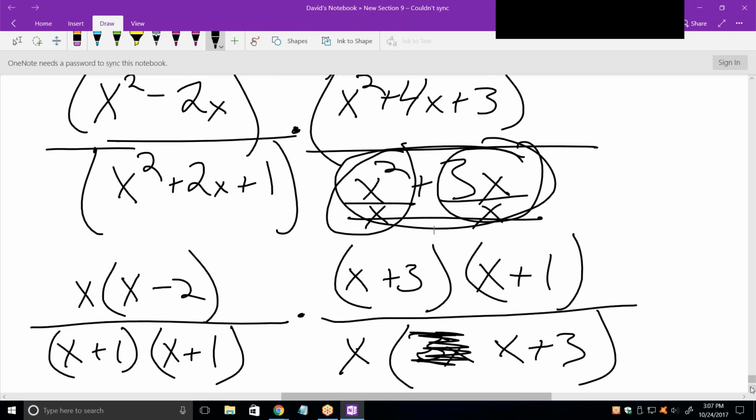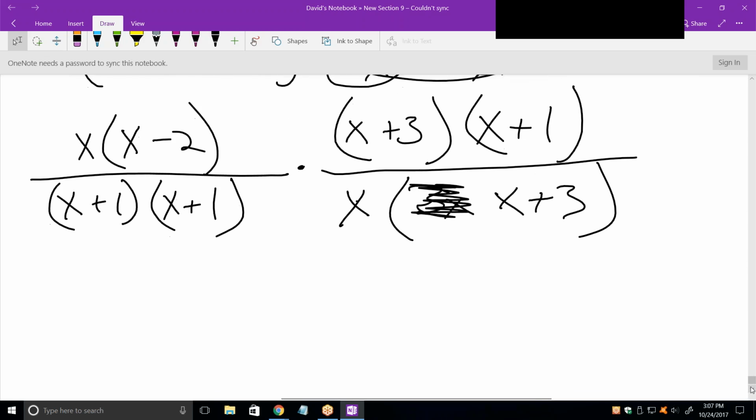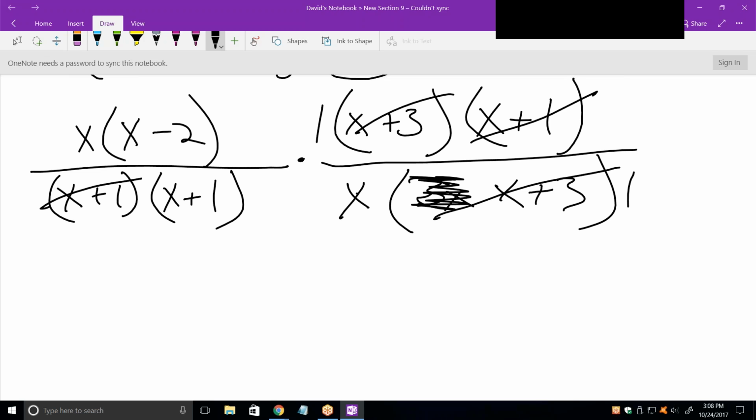Now start canceling. These are always canceling problems. What can I cancel? X plus 3. And then x plus 1. Now when I say cancel, that means replace it with a 1. In other words, I can divide top and bottom by x plus 3. And that leaves a 1. And then one of the x plus 1s. What else? The 2 x's. Okay.